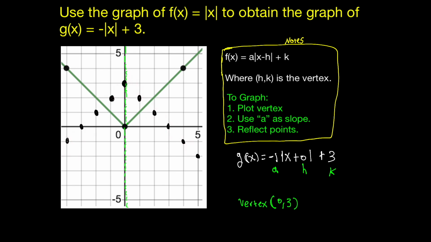Now that I have all of the points, I can begin connecting them to make the graph of the function g of x, which is negative absolute value of x plus 3.